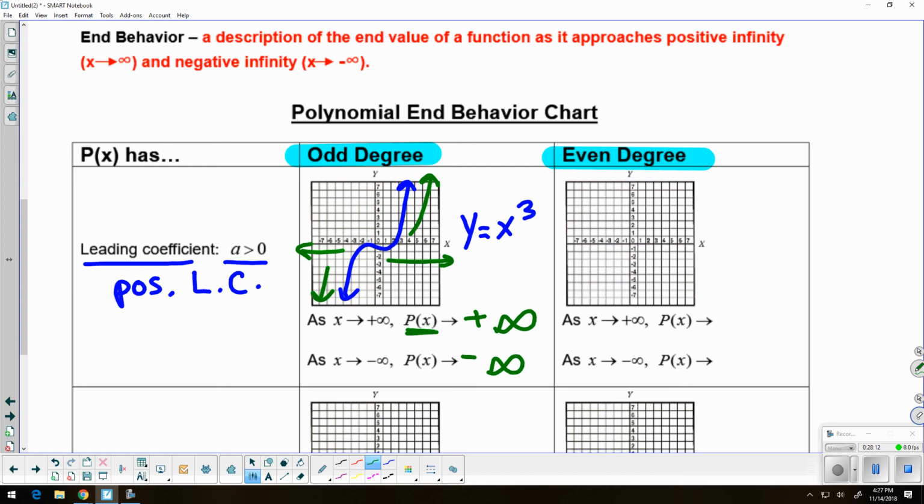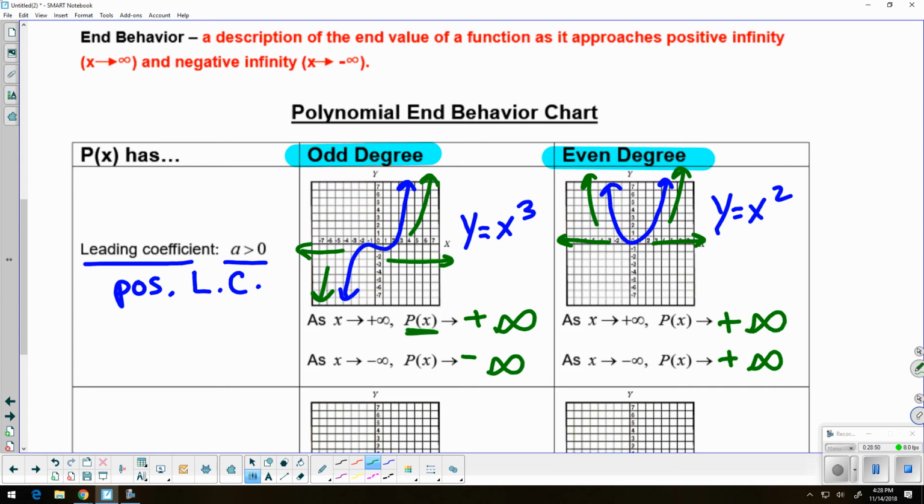Okay, even degree. So if it's going to be even, here's the graph of an even function. Again, let's just keep it simple. Let's just say y equals x squared. Okay, here's my graph. Here's my parabola. So as my x's approach positive infinity, as my x's are going to the right, graph is pointing up, positive infinity. As my x's approach negative infinity, as my x's decrease, go backwards, my graph is still pointing up. So it's still going to be positive infinity. Okay, so that's when you have a positive leading coefficient.